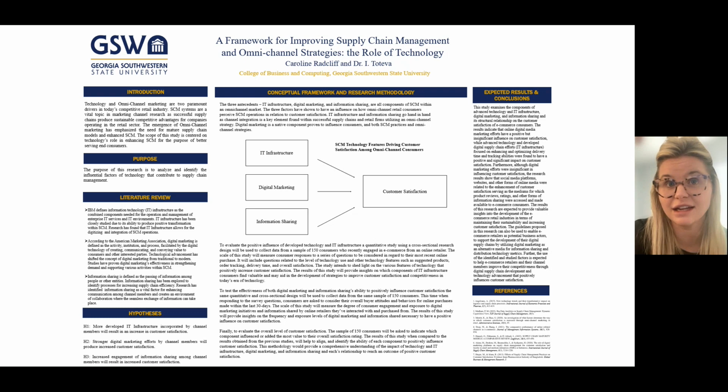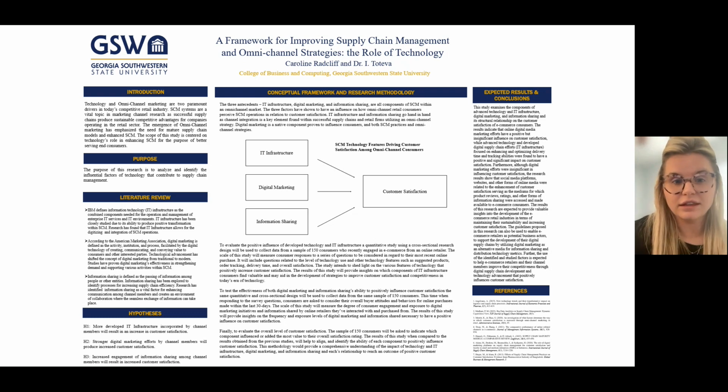Digital marketing is a native component to consumers, namely, so that they're aware of digital marketing. However, it has been proven to influence consumers and supply chain management practices, as well as omni-channel strategies. So again, you can see in the conceptual model that those three factors are said to influence customer satisfaction for the purposes of this study.